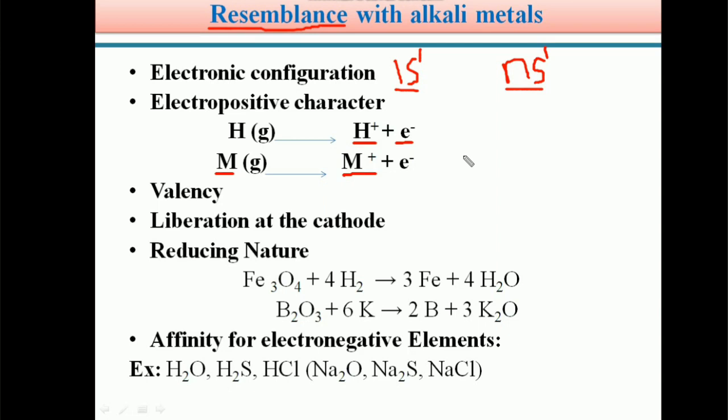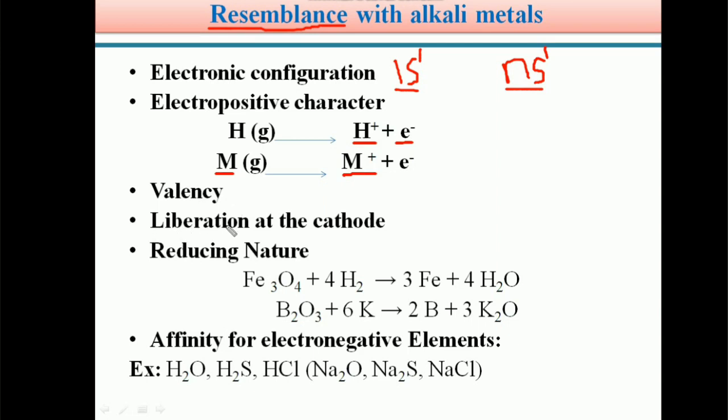The next one is valency. Like alkali metals, hydrogen is also a monovalent atom, and also has a strong reducing nature, strong reducing and monovalent like alkali metals.